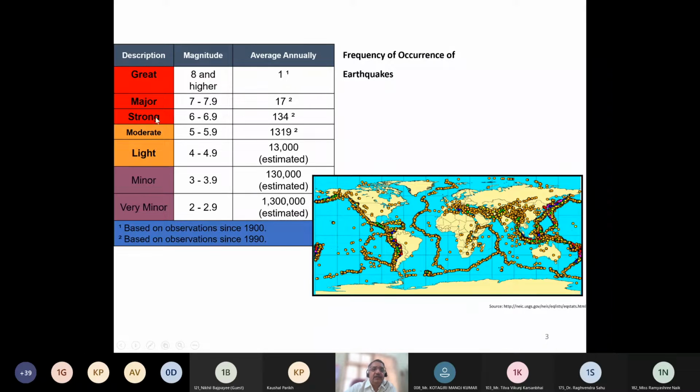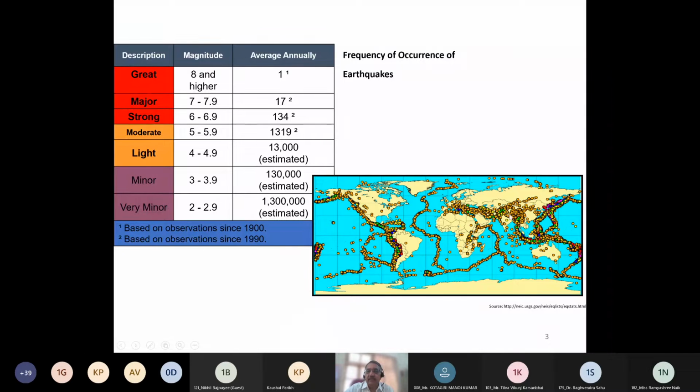Strong earthquake, magnitude 6 to 6.9, around 134 in a year. Major earthquake, 7 to 7.9 magnitude, around 17 annually. And great earthquakes, magnitude 8 and higher, at least one somewhere in the world. And there are very minor earthquakes which are mainly recorded by instruments. We may not feel it, but it will indicate the seismicity of the region. And these circles indicate the occurrence of earthquakes. So you can see most of the earthquakes have occurred along the boundary of the plates.